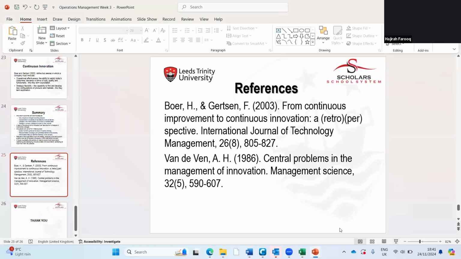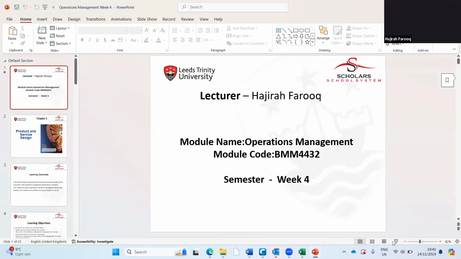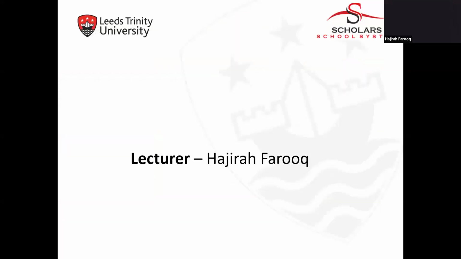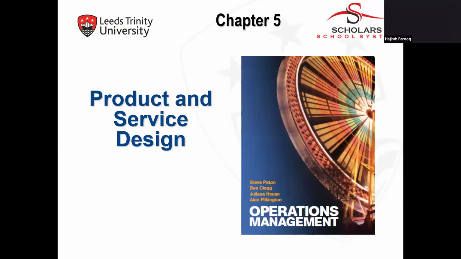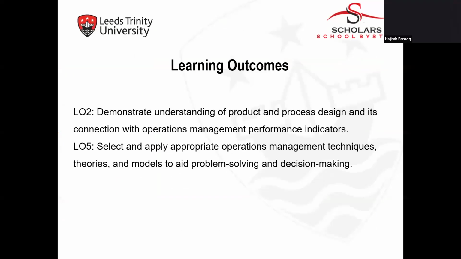Moving on to the lecture 4 for the week 4. In this lecture, we discuss product and service design. The learning outcomes 2 and 5 were discussed in this lecture. So the learning outcome 2 is to demonstrate an understanding of product and process design and its connection with operations management performance indicators. And the learning outcome 5 is to select and apply appropriate operations management techniques, theories, and models to aid problem solving and decision making.